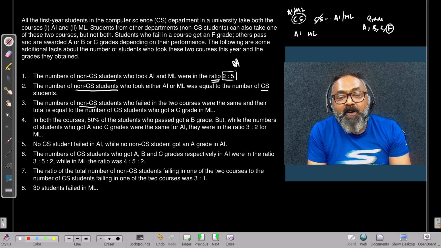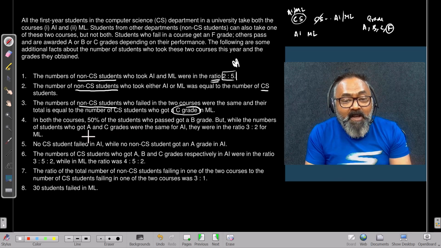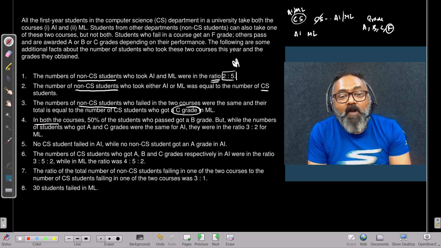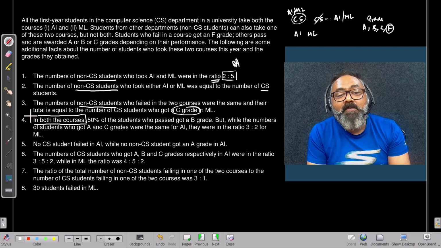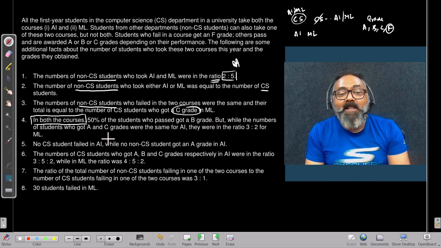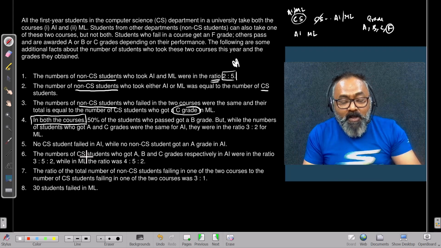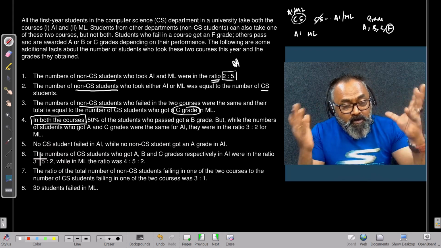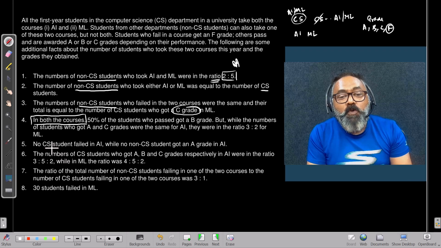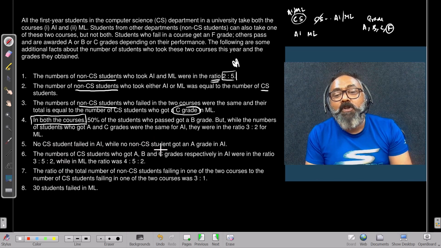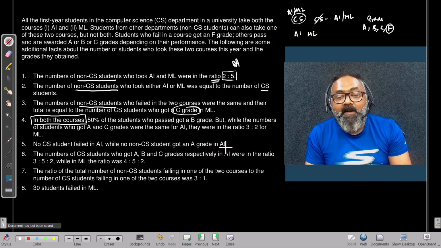Okay, specific to department. When we have got grades involved, number 3 is giving grades in both the courses. Now this is combined for both the departments together. My goodness, what's going on? 50% of the students who passed got a B grade, while the number of students who got A and C grades were the same for AI, they were in the ratio 3:2 for ML. So something that is combining both the courses together, both the departments. Sorry, information that is given. No CS students failed in AI, but non-CS students got no A grade in AI.